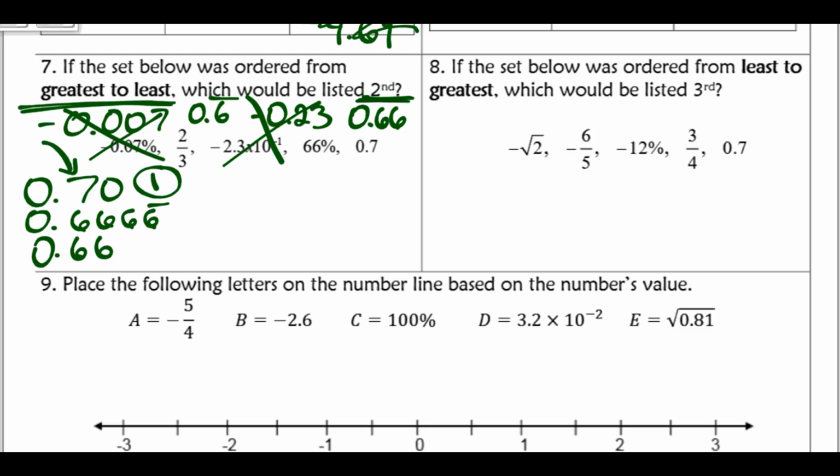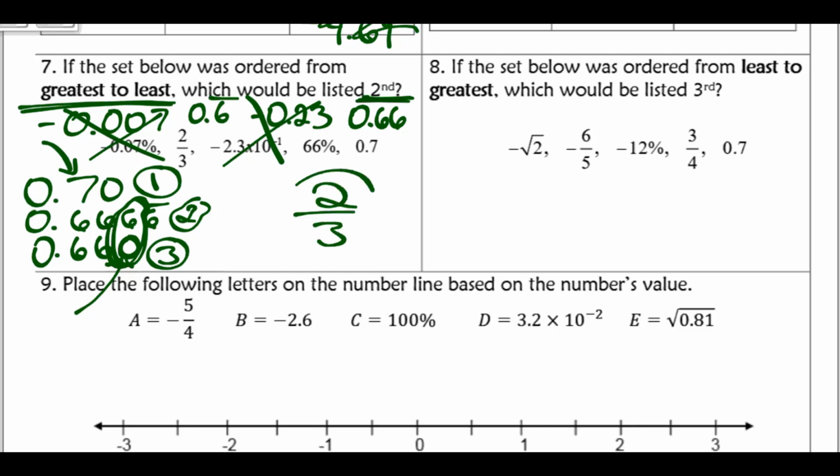Actually, this is going to end up being in order already. I have a 0 here. This place value tells me what I need to know. That middle one will be my second number. This would be my third. And then the negative numbers would come up. But that's not what the question's asking. It's just for the second number. So 2/3 is the second number when that list is ordered from greatest to least.